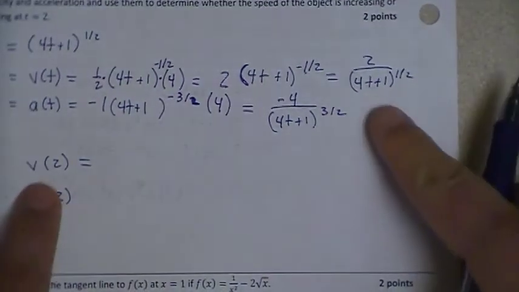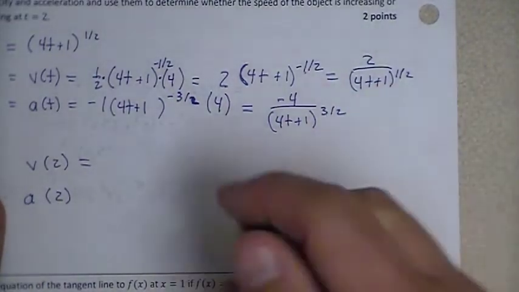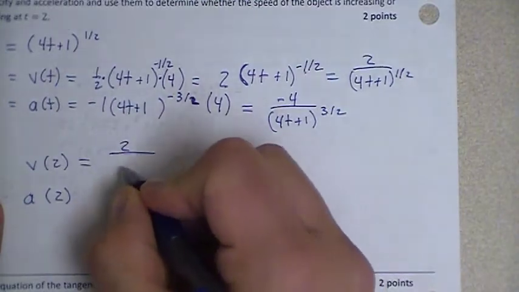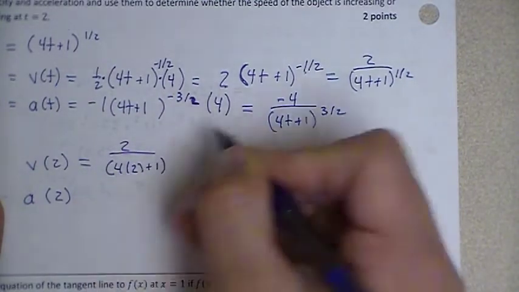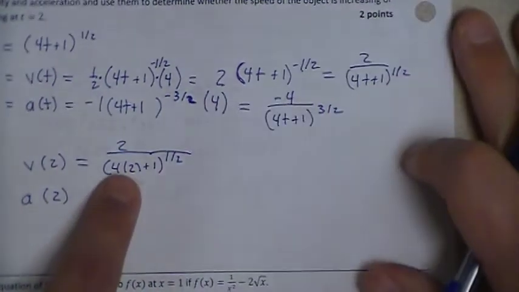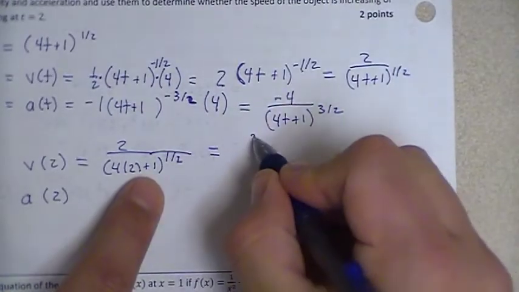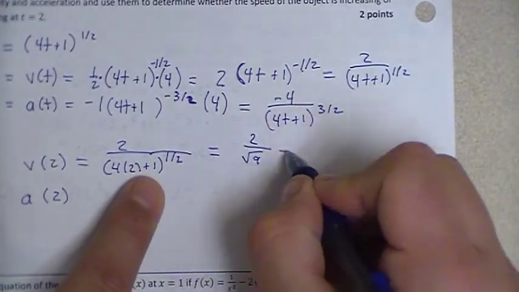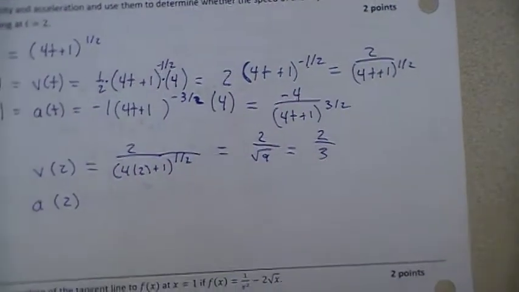So for v of 2, I'm putting a 2 in place of t and I'm evaluating. So I'm looking at the 2 in the numerator over 4 times 2 plus 1 raised to the 1/2 power, or all under a square root. That'd be 8 plus 1, so that'd be a 9. So I'd have 2 over square root of 9, or 2/3 for my instantaneous velocity at 2.